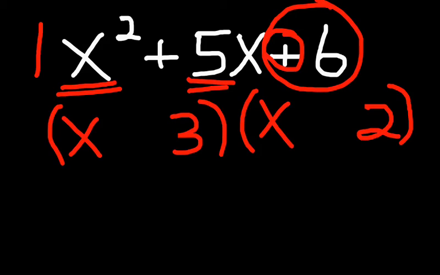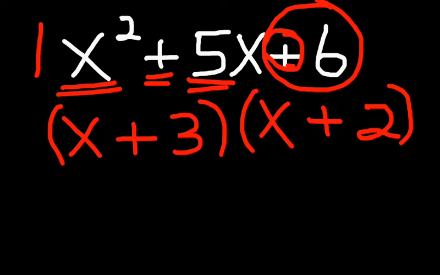And this plus sign tells us both the signs are the same, and this other plus sign right here tells us that both signs will be positive. And so our two factors for x squared plus 5x plus 6 are x plus 3 times x plus 2.